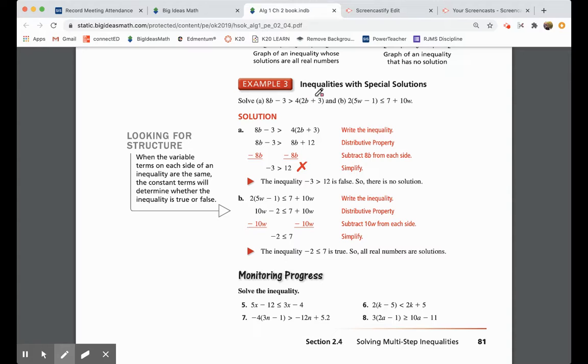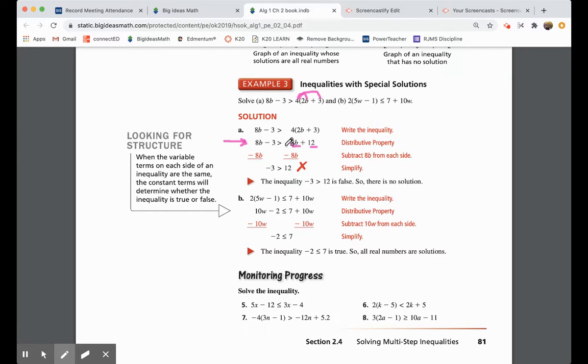Before I can do that, I have some parentheses. There's nothing I can solve in here, so I'm going to have to take this 4 and distribute it. I'm going to have to multiply it into both of those numbers. Okay, so that's what they've done here. 4 times 2b is 8b, plus 4 times 3 is 12. That's where they got this problem. So this is now our problem.